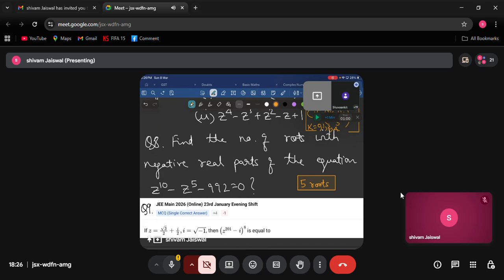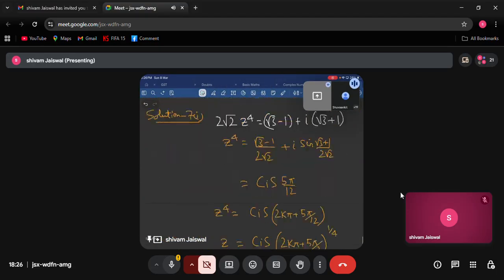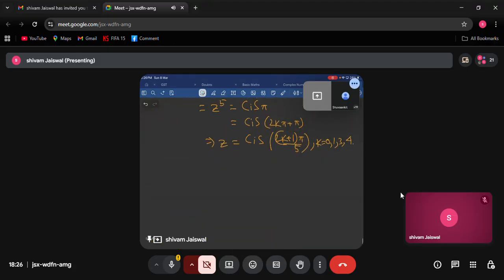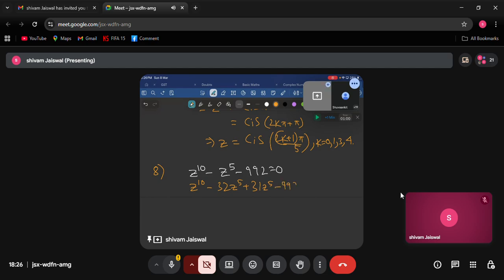Yes, sir. Then let's do it. Shwankit, can you tell me how to middle term factorize 992? How to break the middle term? 31 and 32. So this is question number 8. z to the power 10 minus 32z to the power 5 plus 31z to the power 5 minus 992 is equal to 0.